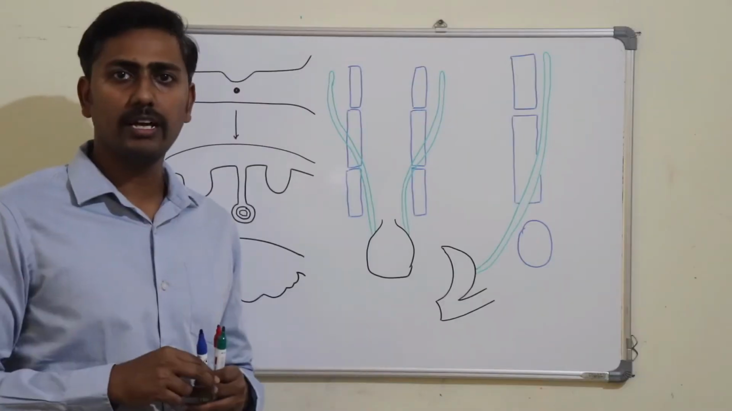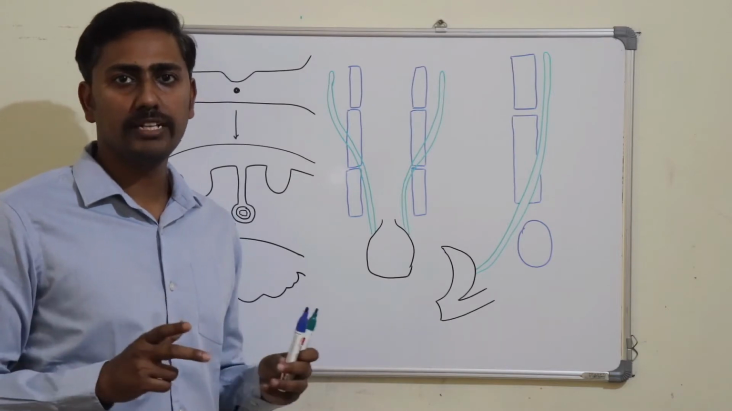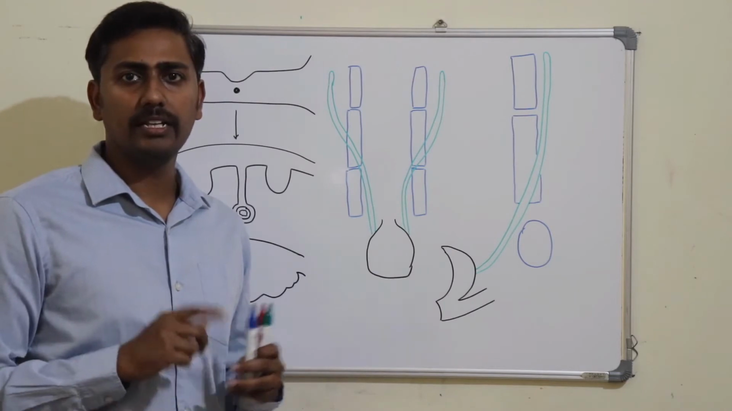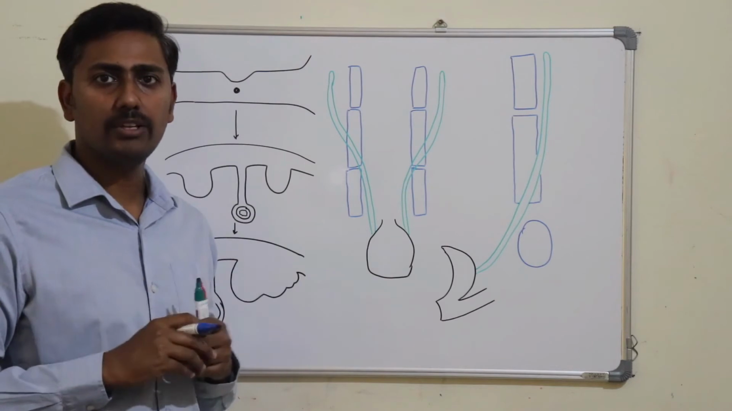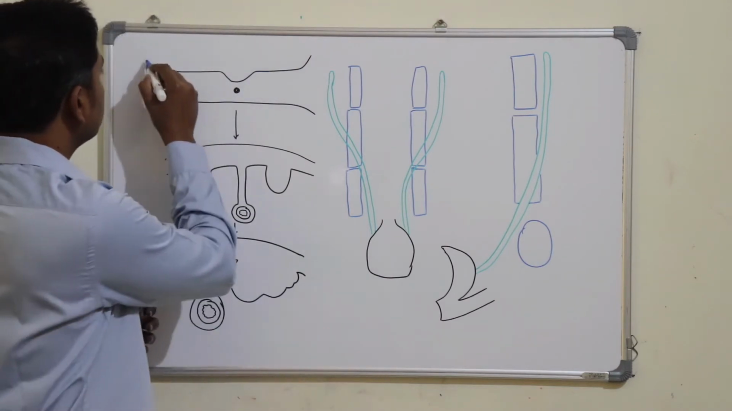Two very important embryological structures for the development of the urogenital system are, first, the intermediate mesoderm and, second, the cloaca. So first let us understand where the intermediate mesoderm is located. Let us see in this first diagram.